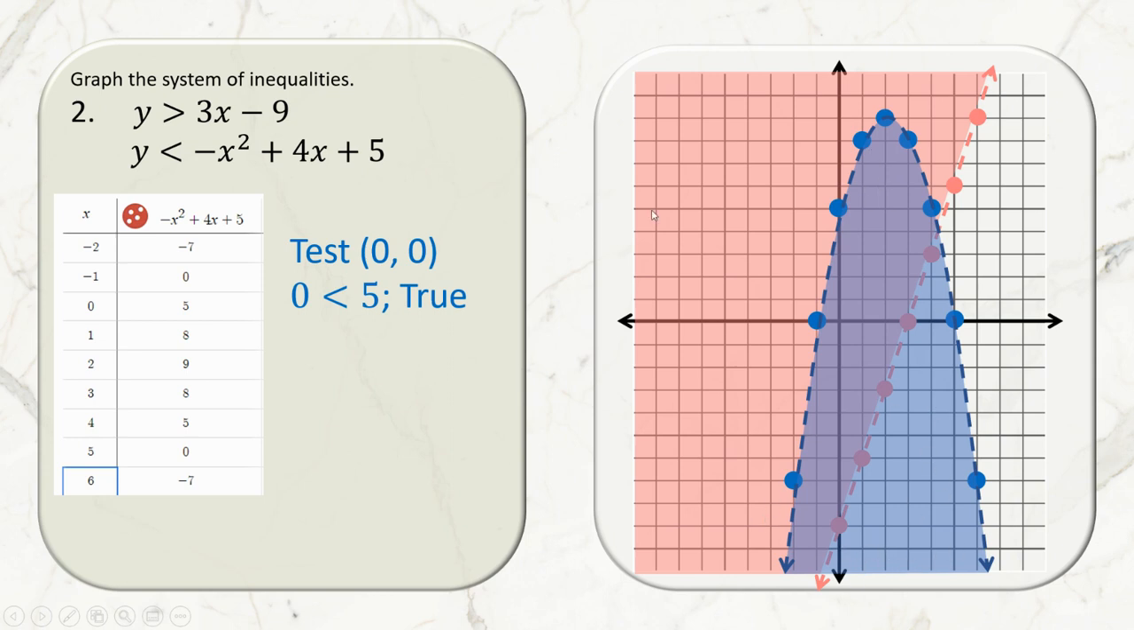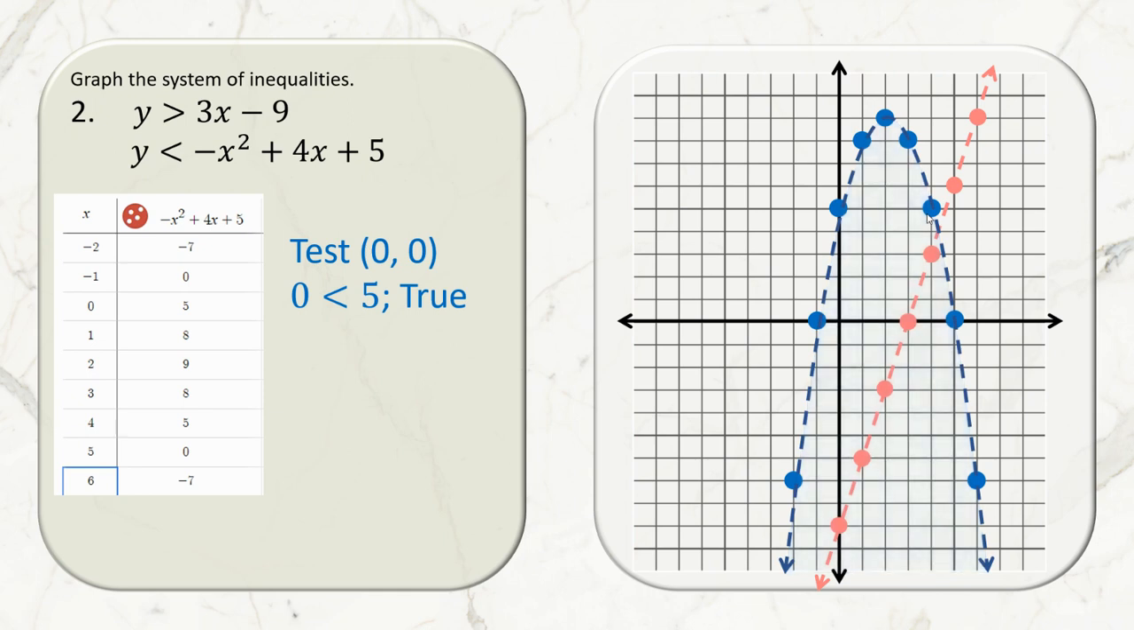But a lot of us are stopping our shading early, and I don't know if it's because we don't want to erase or what, but we want to make sure we see the whole picture so we can see everything that's overlapped. Okay, so when we erase our overlap, we are left with that section there that we were just talking about. Okay, so that would be our solution to this system of inequalities.